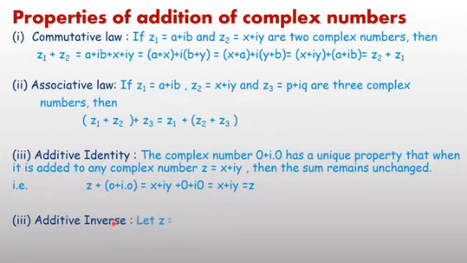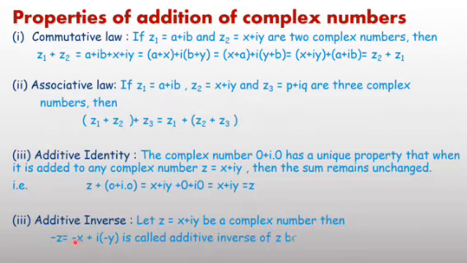And additive inverse. If any complex number Z is given, then minus Z, that is minus x plus i into minus y, is known as the additive inverse of Z. Because if you write Z plus minus Z, you will get the additive identity, means 0 plus i into 0. Therefore, minus Z is known as the additive inverse.